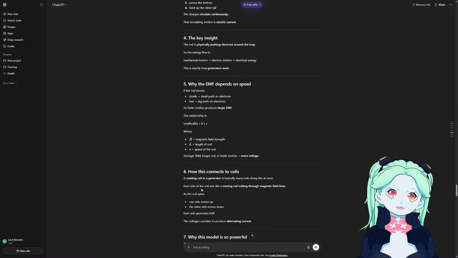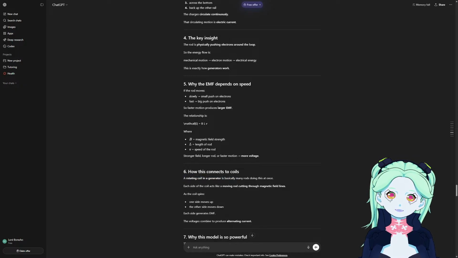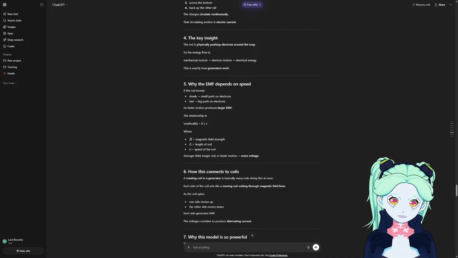A rotating coil in a generator is basically many rods doing this at once. Each side of the coil acts like a moving rod cutting through the magnetic field lines. As the coil spins, one side moves up, the other side moves down. Each side generates EMF. That voltage combines to produce alternating current.